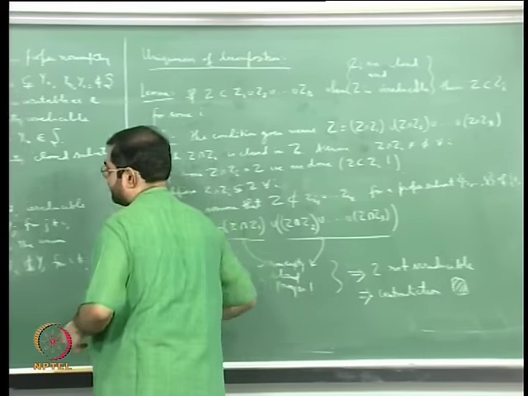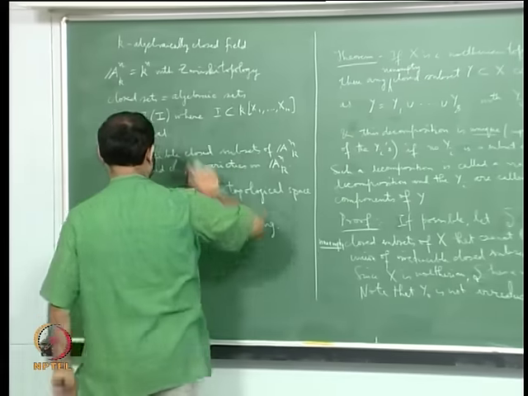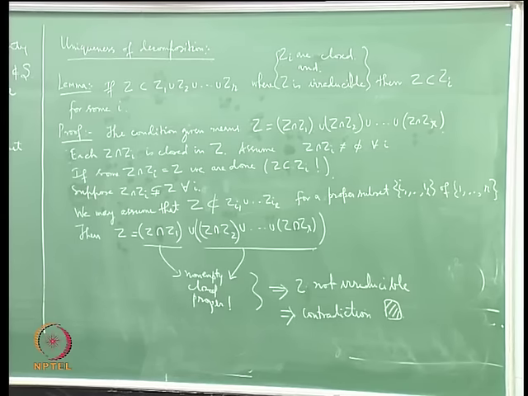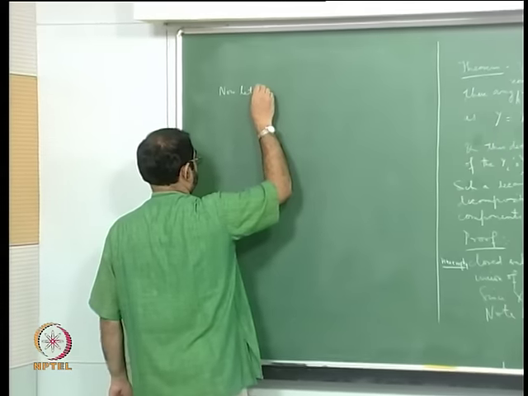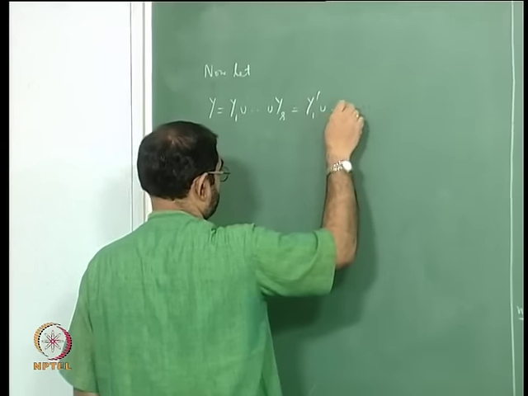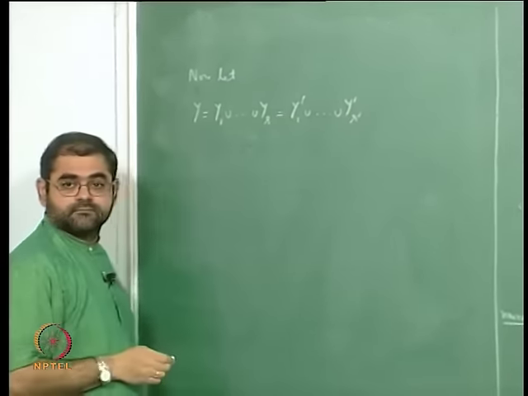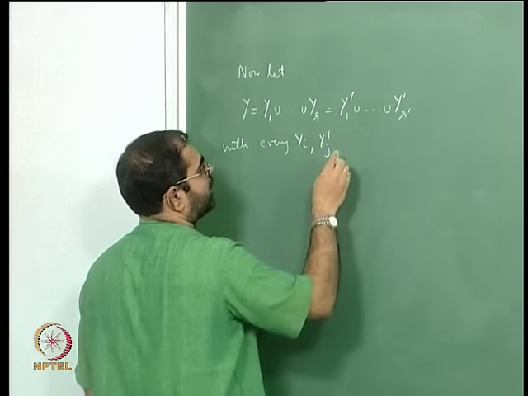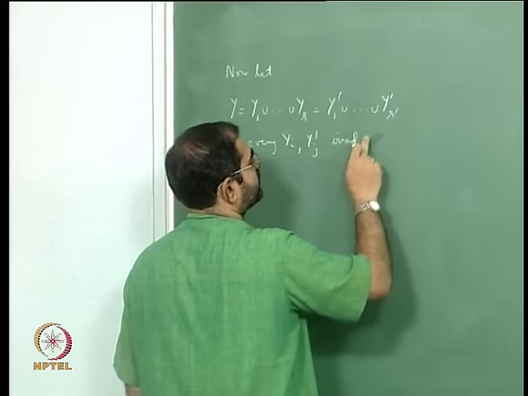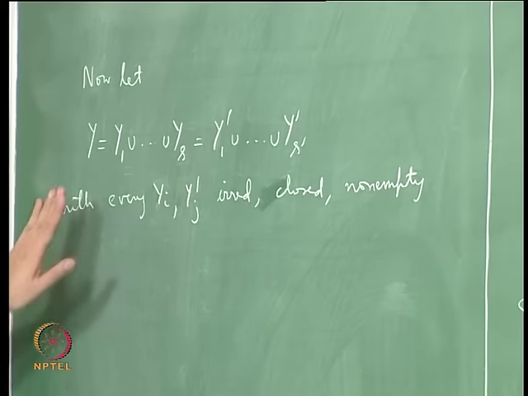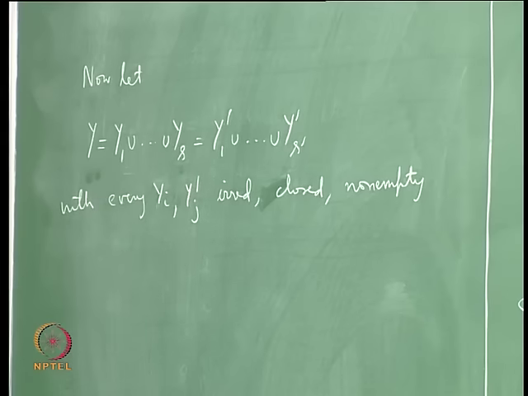Now let's apply that to the uniqueness of decomposition. So let me go back here. Now let Y equal Y1 union etc. Ys, and let that also equal Y1 prime union etc. Ys prime, with every Yi, Y prime j irreducible closed, of course non-empty. Okay, what do you have to prove? You have to prove that s is equal to s prime, and you have to prove that every Yi is some Y prime j for a unique j.